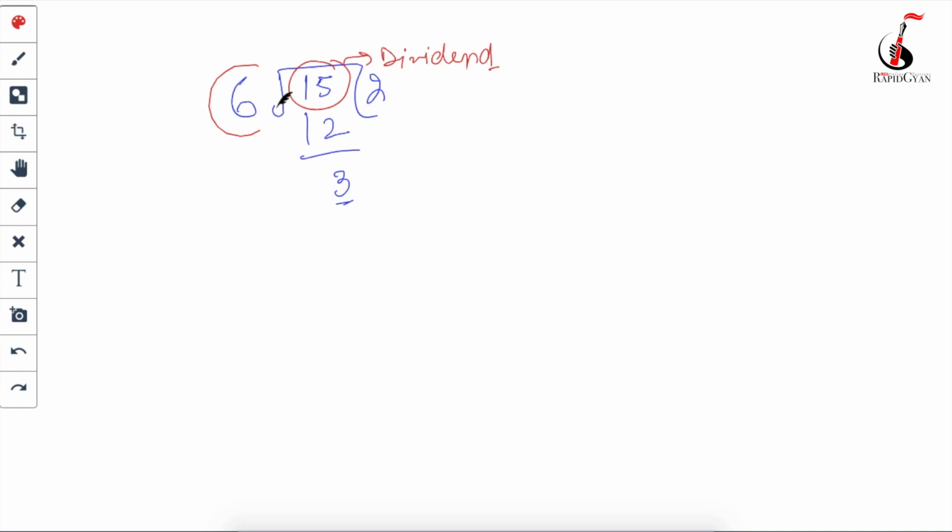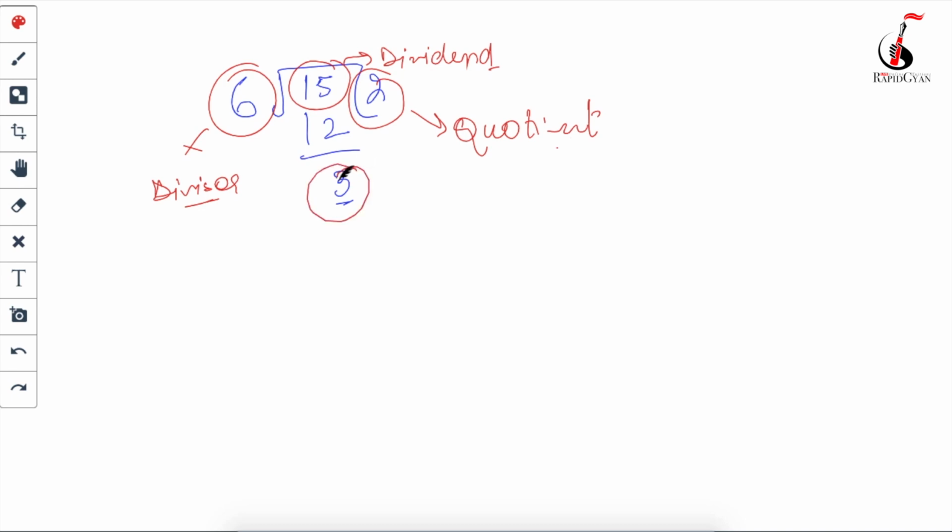The remainder theorem you might have studied in your previous classes. Suppose you have to divide 15 by 6. So what will you get? 6 twos are 12 and you will get 3. So we know that this 15 is called the dividend. This 6 is called your divisor. This 2 is your quotient and 3 is your remainder, correct?